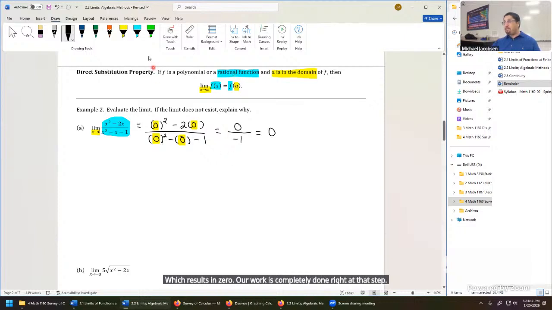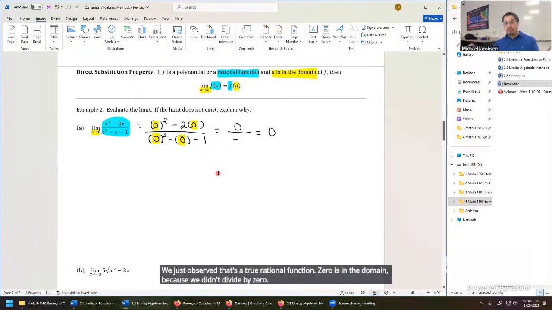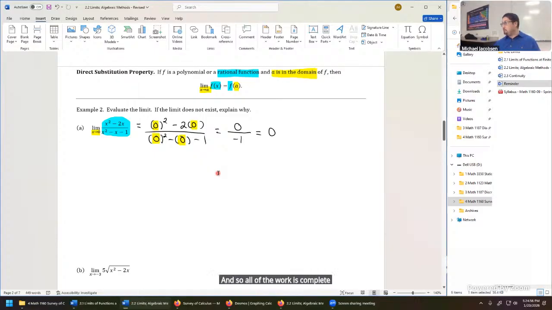So this is what we finally mean by limits, the algebraic methods. We never even took a look at a graph at all on this one. We just observed that's a true rational function. 0 is in the domain because we didn't divide by 0. And so all of the work is complete right at that step. Kind of fantastic in a way.